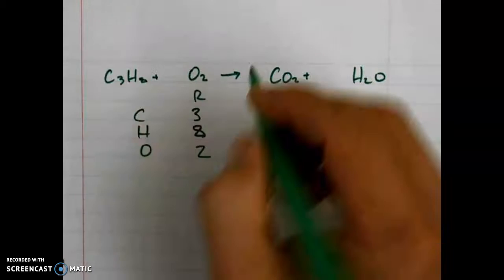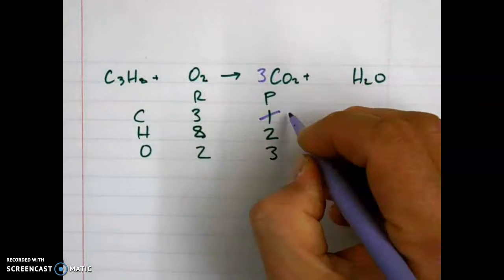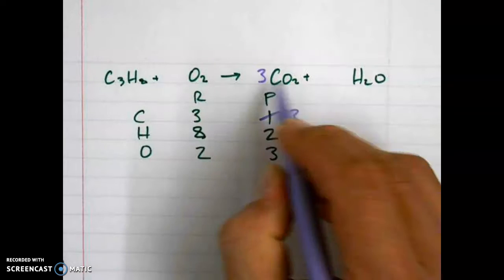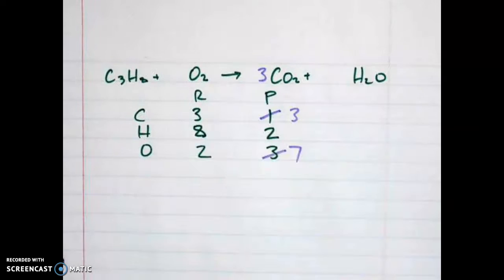Let's balance carbon. How do we balance the carbon? We put a 3 right here. What does that change? That changes my carbon to a 3, and my oxygen is 6 plus 1, so my oxygen is at 7 now. Any questions on that first step?